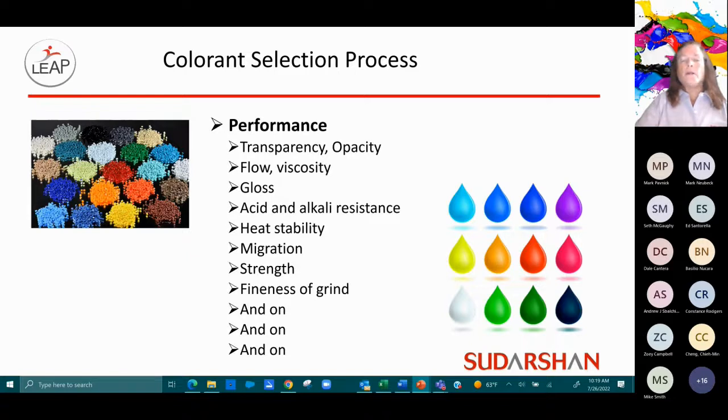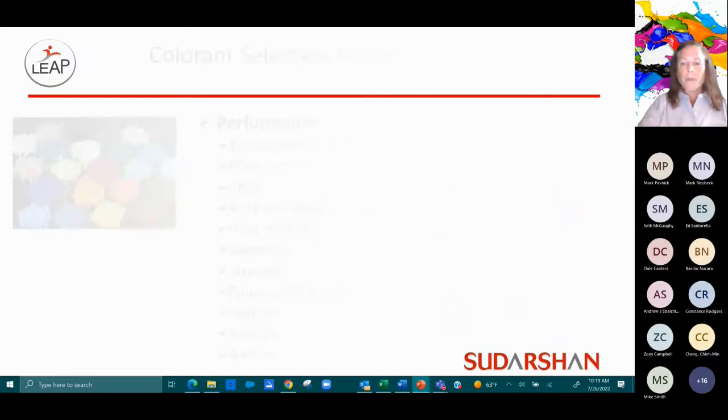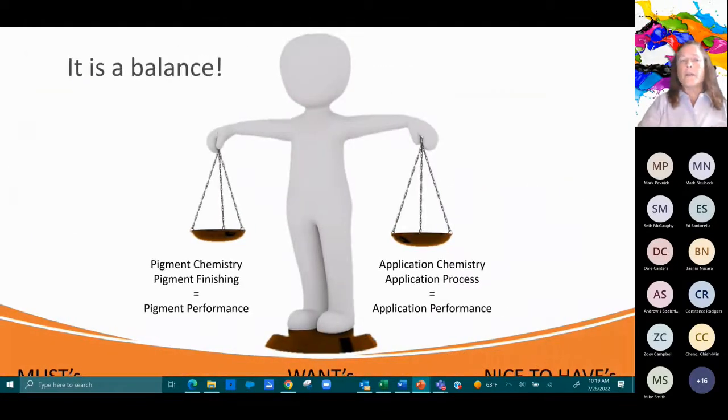First, the performance. There's a long list of performance properties that are required for the different applications. So it's very important that we as pigment developers understand each and every one of them, and also understand the importance of each and every one of them within the process. Because just like when you are developing a formulation, you are balancing all of the properties against your available raw materials. We too are balancing all of the properties of the pigment as well as the application as well.